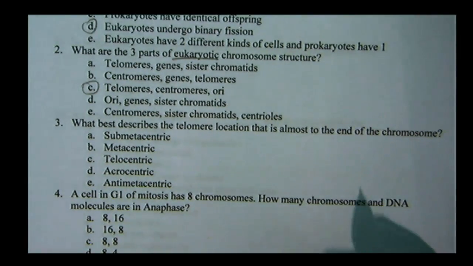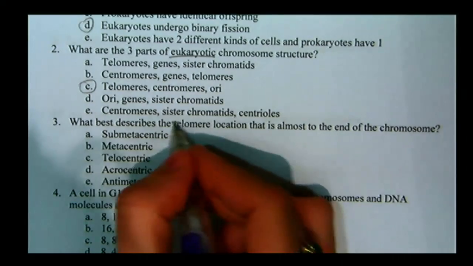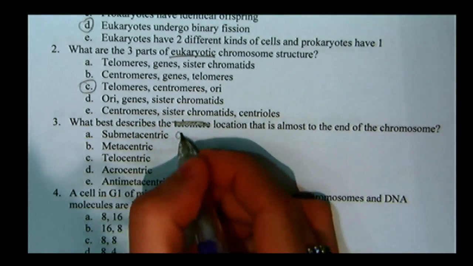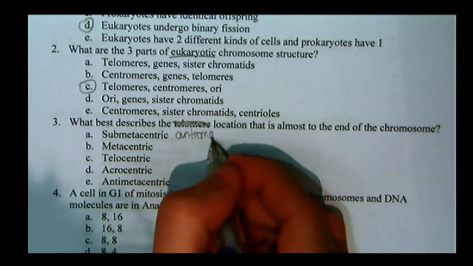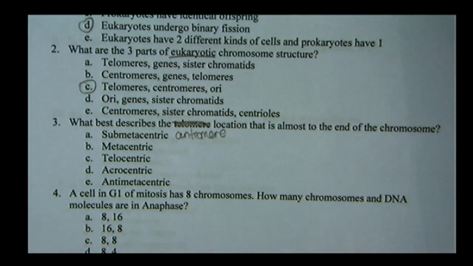Okay, so what best describes the centromere location that is almost to the end of the chromosome, so almost to the telomeres? The answer to that would be D, acrocentric. E isn't anything, that's just a made-up word. So make sure you know all of these 4. A through D are real locations.